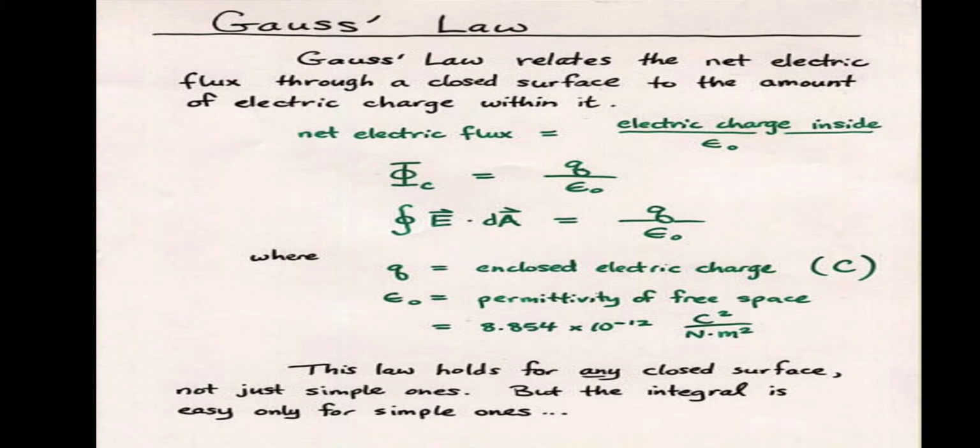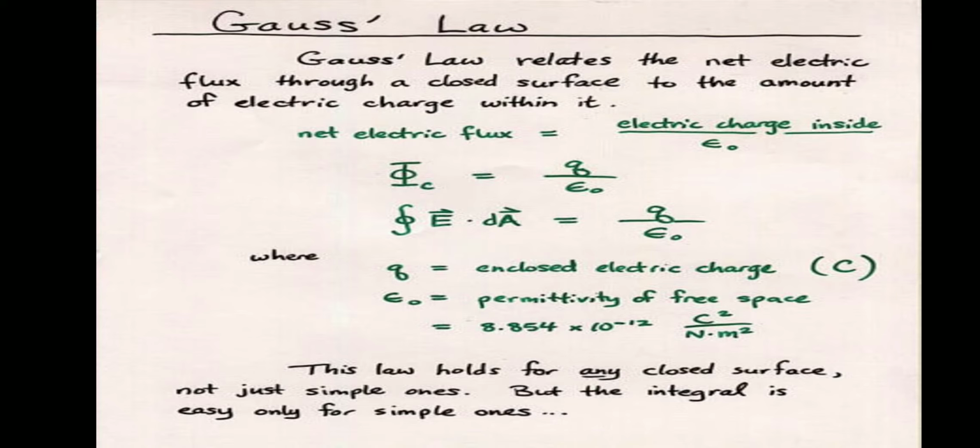Gauss's law relates the net electric flux through a closed surface to the total amount of charge present within the surface. So, net electric flux is equal to 1 upon epsilon naught times the electric charge inside the Gaussian surface. Mathematically, phi is equal to Q by epsilon naught, and phi is electric flux. You all have studied this in the previous lecture.